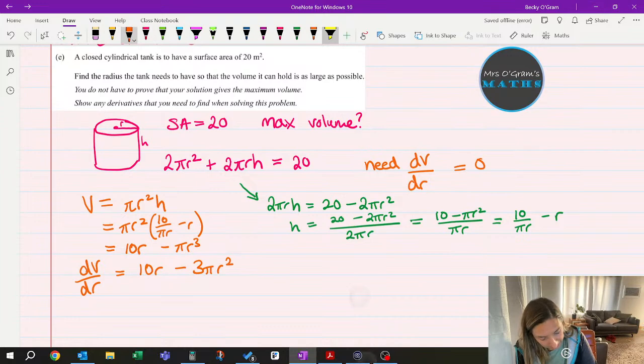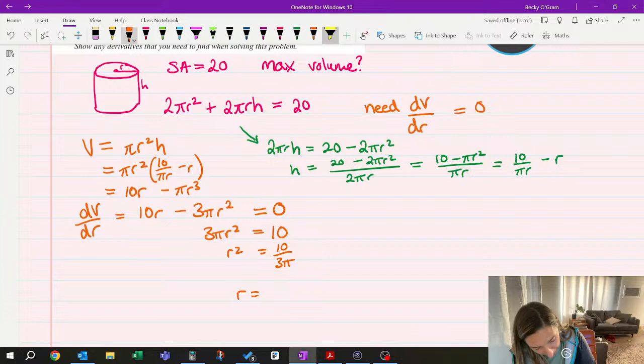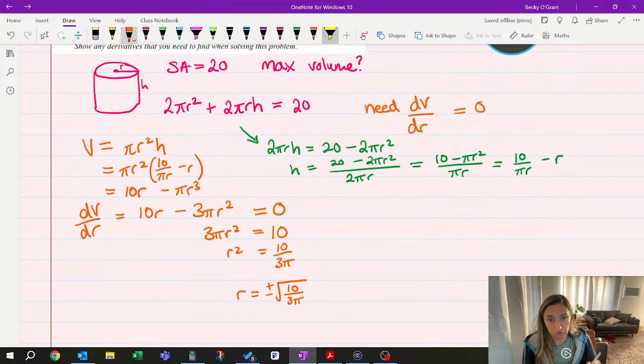Now this will give us a maximum when that is equal to 0. So from here, we then have 3 pi r squared is equal to 10. So r squared is equal to 10 over 3 pi, and r is equal to plus or minus the square root of 10 over 3 pi. But a minus number doesn't make sense in this context because we're talking about a measurement of the radius. So we don't actually need the plus or minus. It will just be the positive square root of that.